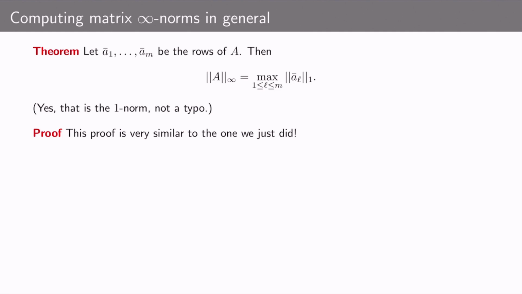This isn't quite what I meant by very soon, but I'd like to show you a very similar theorem for evaluating the infinity norm of a matrix. So if I take the rows of A instead of the columns, I denote them by A1 bar through Am bar, then the infinity norm of A is the maximum over the 1 norms of the rows of A. And yes, that is the 1 norm, not a typo. Now the proof of this result is very similar to the one we just did, and I'll leave it up to you.